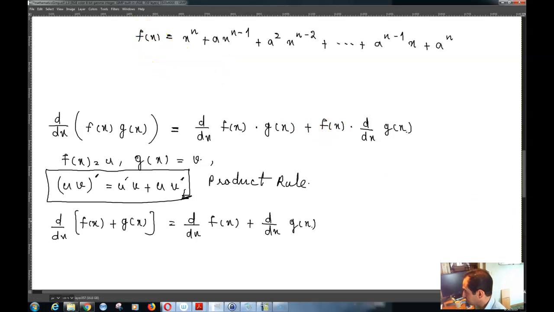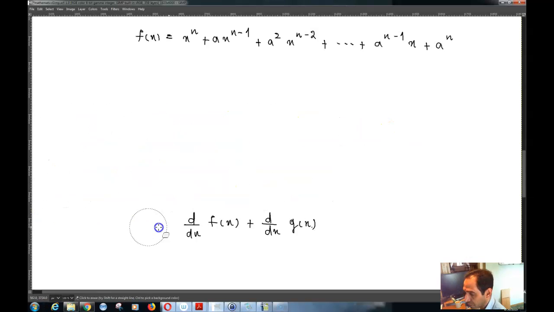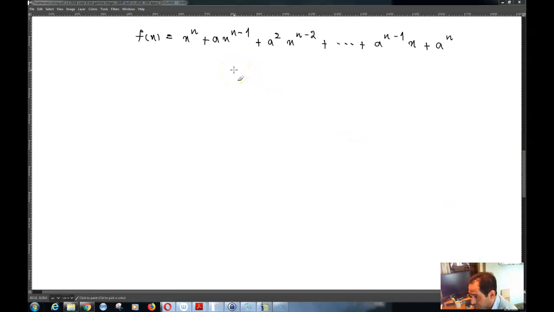So over here, for example, you can see that the derivative of, for example, x raised to the power n, that is just one function, not multiplied by anything. So you know that d by dx of x raised to the power n is equal to n times x raised to the power n minus 1. We had this as a theorem.